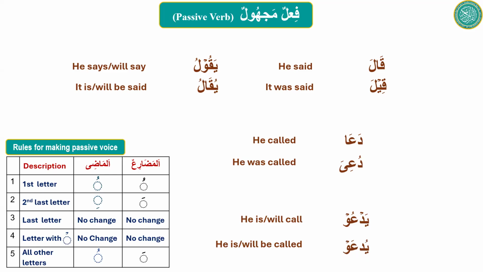Sukun. How about dal? Dal has a sukoon, a jazm on it. It will stay the same. Remain the same. Yud'u, right? It should mean he is or he will be called, but it's not. This is wrong. Yud'a. Yes, thank you, Sister Khairun Nisa.